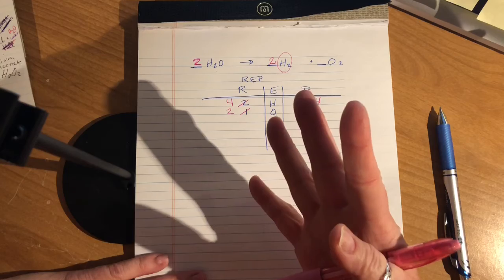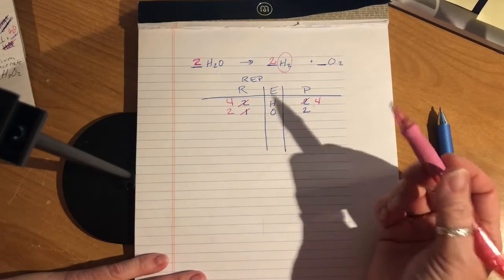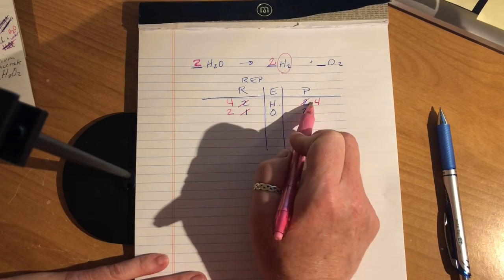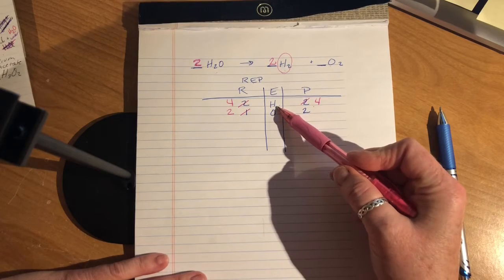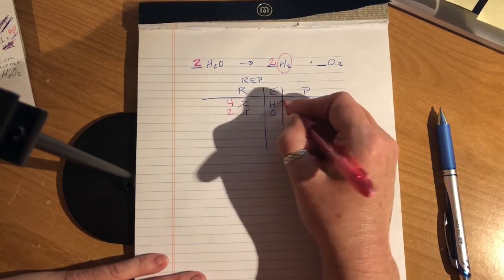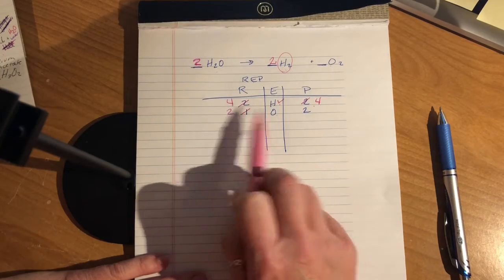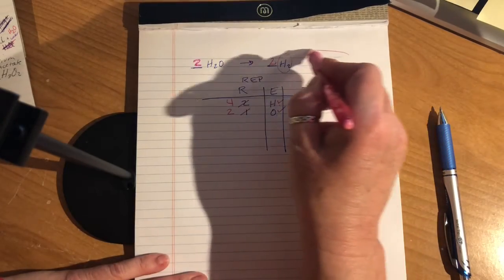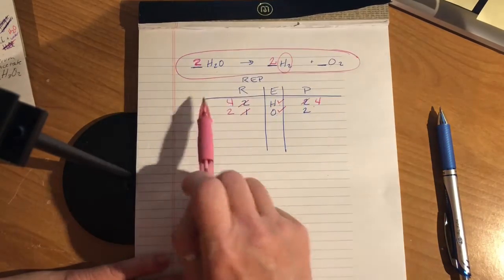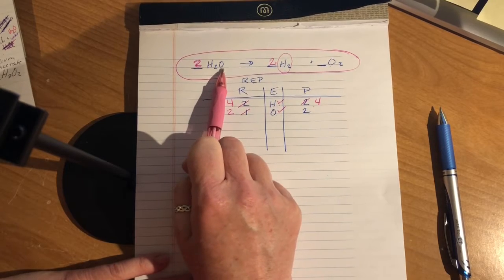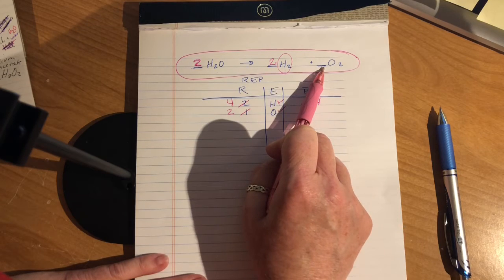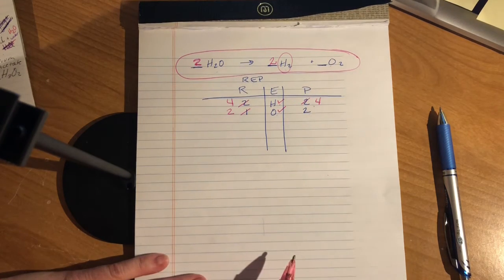So I'm going to move on to step 4. Step 4 says to look back and check. Every single element needs to have the same number of reactants as products. So let's start with hydrogen. I have 4 coming in, I have 4 going out. That looks good. Oxygen, I have 2 coming in, I have 2 going out. That looks good. So that means that my balanced equation for the electrolysis of water would be 2 H2O yields 2 H2 plus, you can leave it blank, or the inferred number 1, O2. Make sense? Okay.